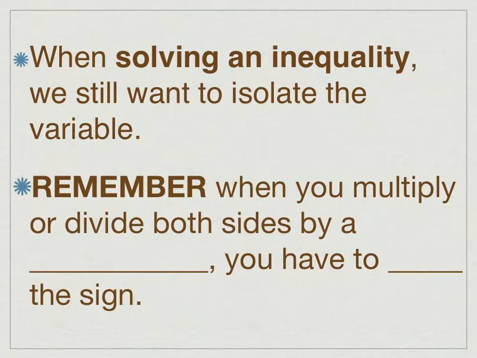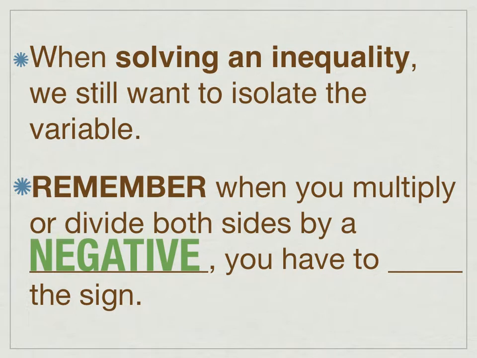When solving an inequality, we still want to isolate the variable, just like we want to isolate the variable when solving an equation. The one thing that you have to remember when solving an inequality is that when you multiply or divide both sides of an inequality by a negative number, you have to flip the sign. So if it was greater than, the sign is going to flip to become less than, and vice versa. So if it was a less than symbol, then we have to flip it and it becomes a greater than symbol.